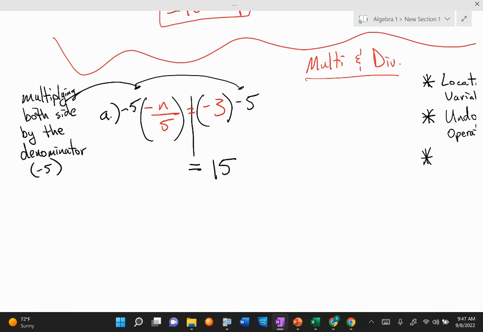Okay? Now what's going to happen to the 5s on the left side? Cancel out. That's what we've been doing, right? When we're undoing something, we're canceling it out. So that 5 will cancel out, and since we did a -5, that negative will go away also. Because what happens when you multiply a negative by a negative? It turns into a positive. So you just bring your n down, and that's it.